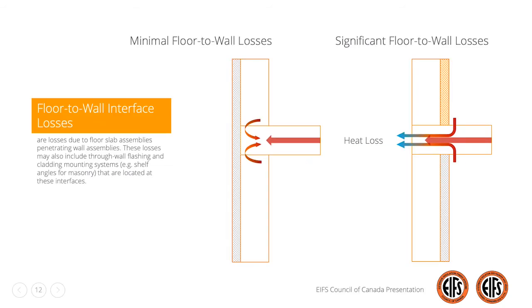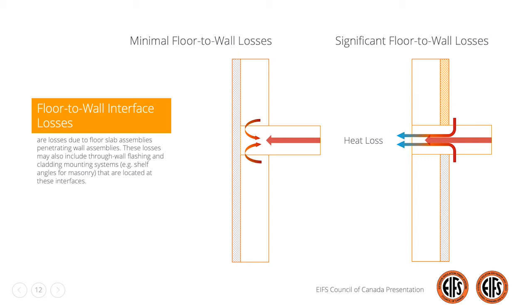Floor-to-wall losses are losses related to floor assemblies penetrating our exterior wall assembly. These losses may also include items such as through-wall flashings and cladding mounting systems, i.e. shelf angles and masonry supports that are located at these interfaces.